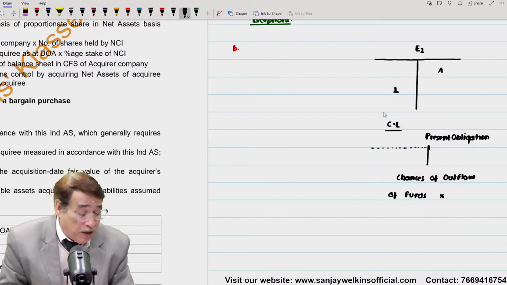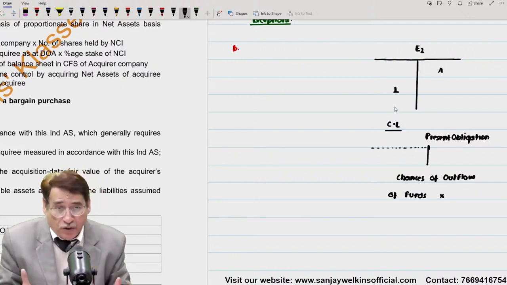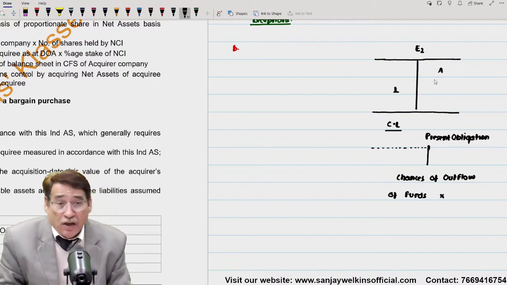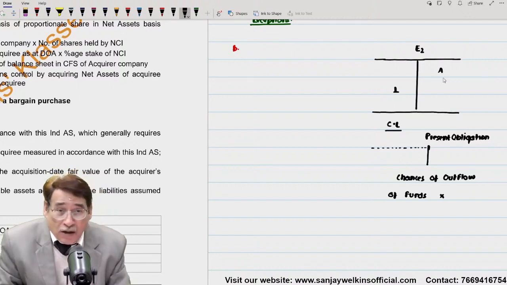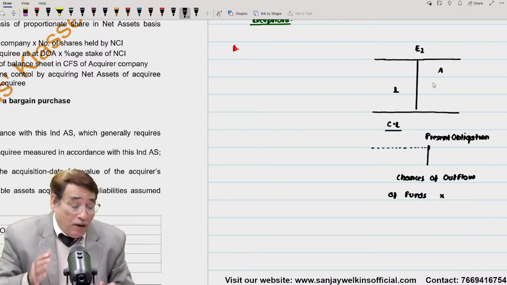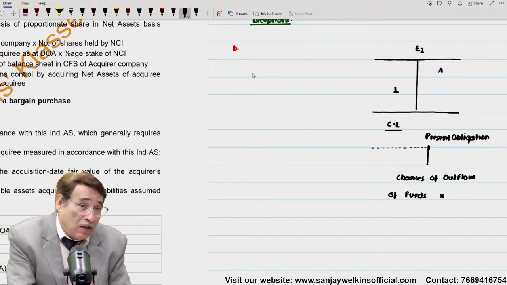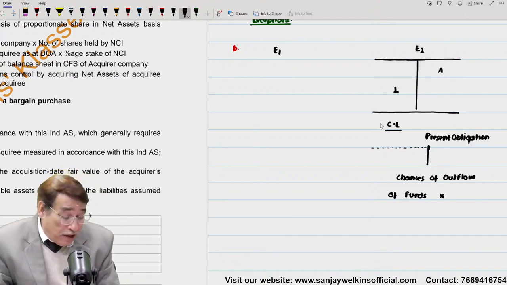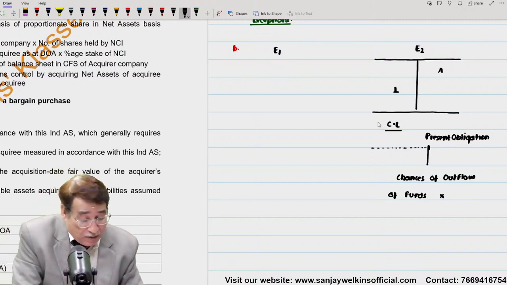And a contingent liability is always reflected as a footnote. Correct? That means it is not recorded in the balance sheet. This is the balance sheet. This item is not appearing in the balance sheet. But now E1 is taking the control over E2. E1 is the acquirer entity. We will still record this contingent liability.